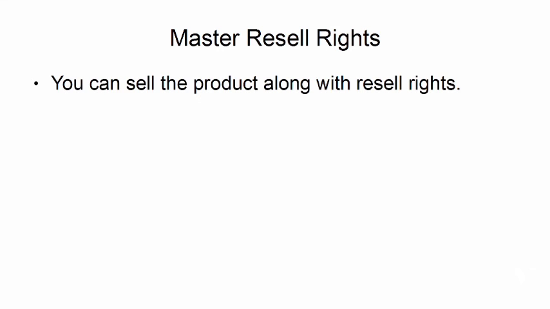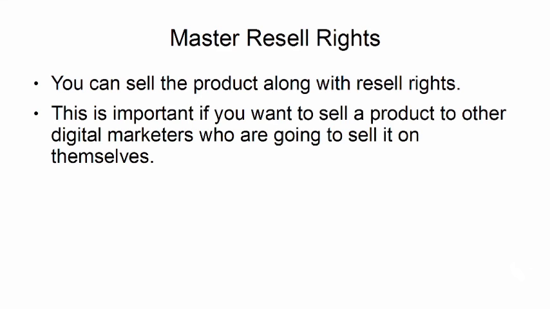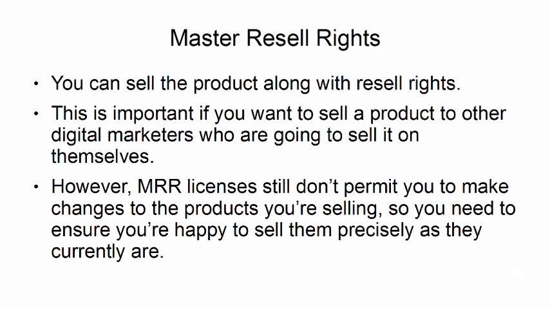Master resell rights. Master resell rights, also called MRR, allow you to sell your product both commercially and to businesses that plan on selling it on. In other words, you can sell the product along with resell rights. This is important if you want to sell a product to other digital marketers who are going to sell it on themselves. However, MRR licenses still don't permit you to make changes to the products you're selling, so you need to ensure you're happy to sell them precisely as they currently are.